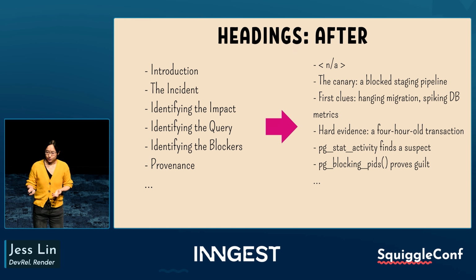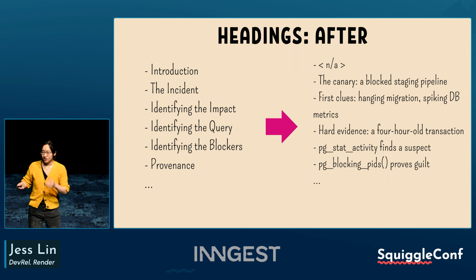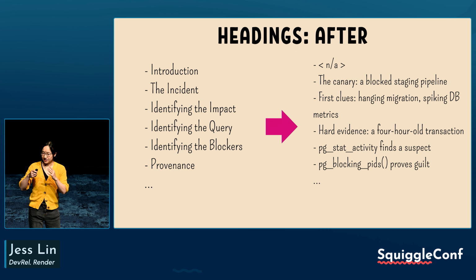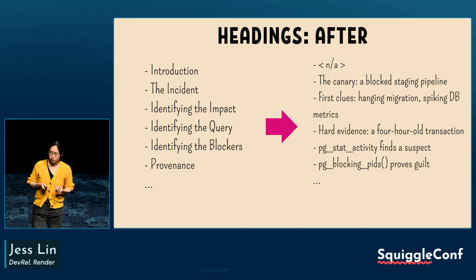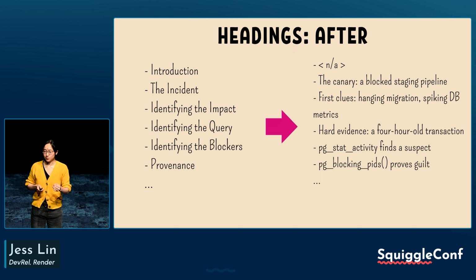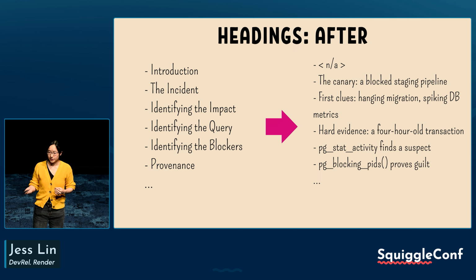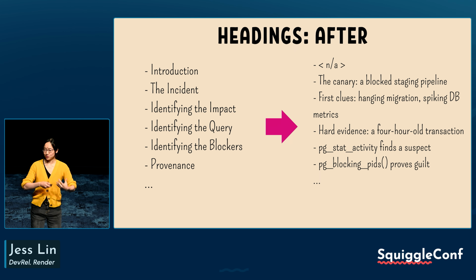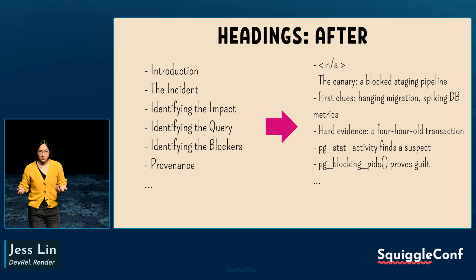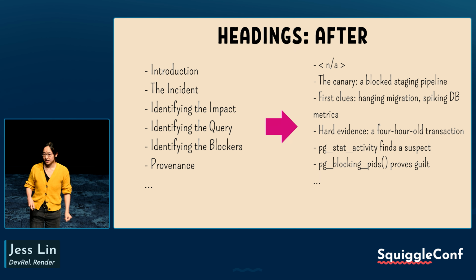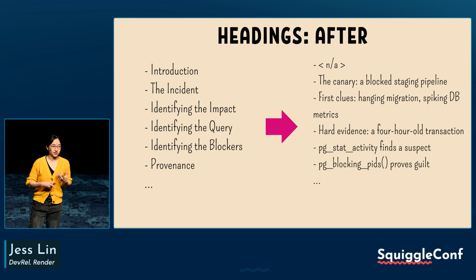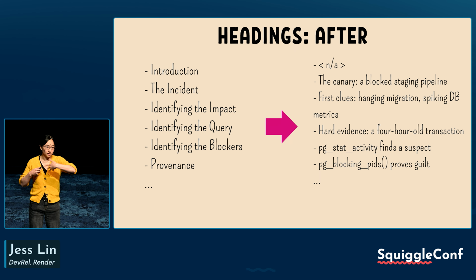Now, what are we actually doing here? First, you can see that we can see a bit of the story already, saying a blocked staging pipeline. Okay, now we know where we're starting. We can see we're going to see some clues. You can see we're going to learn about pg_stat_activity and pg_blocking_pids. And there's even this sort of pg_stat_activity finds a suspect. It's like, whoa, there's some action built in. So I tend to like this more because I think you get a lot more out of that initial scroll and you start to understand what the piece is about.